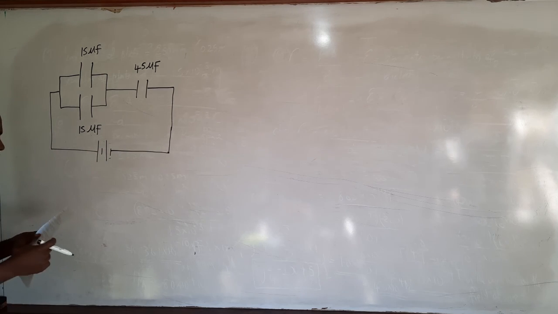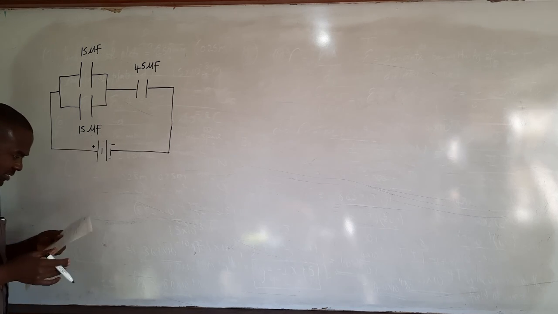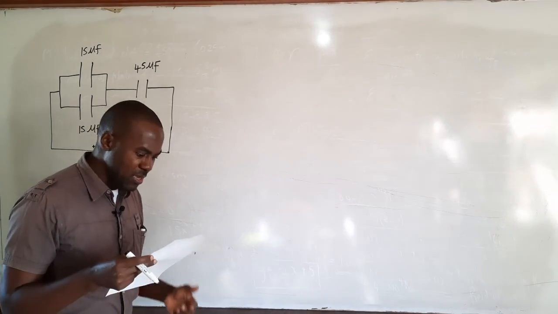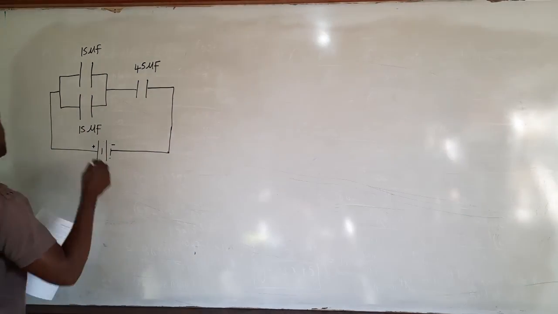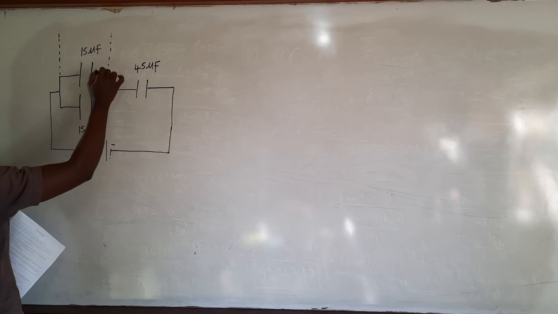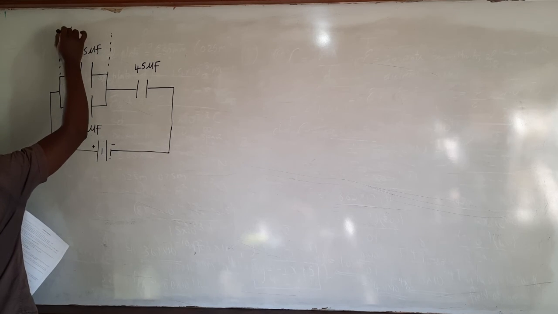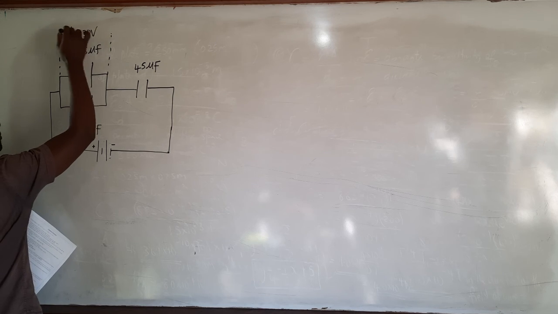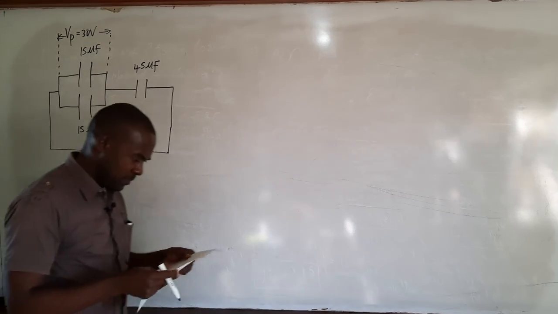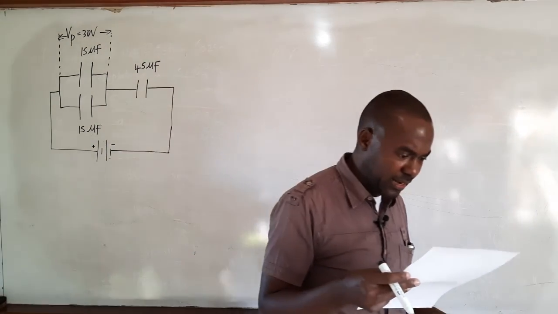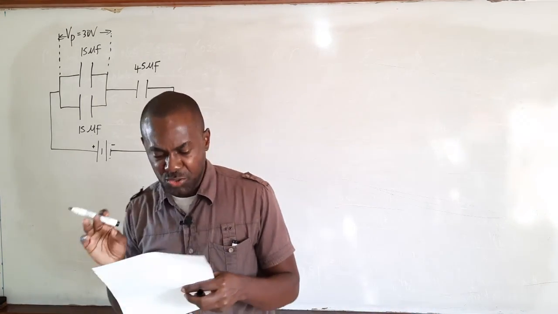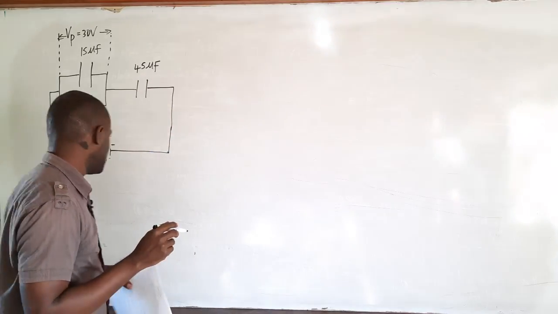We're also told that the PD across the parallel pair is 30 volts. Let's call that VP, for parallel, is 30 volts. And what we're asked now to calculate in part A of the question is the charge stored on each capacitor. So let's proceed.